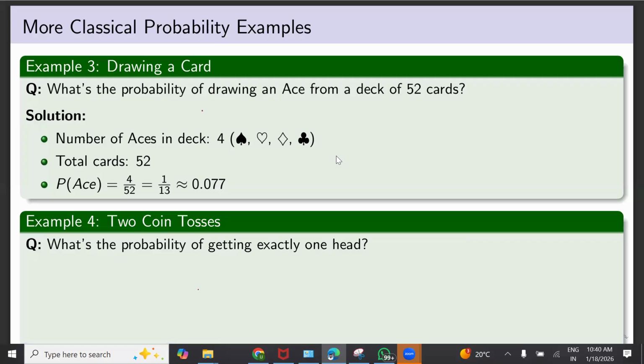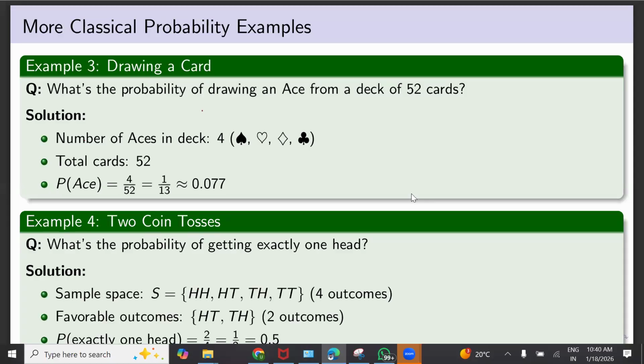So example number 4, 2 coin tosses. What is the probability of getting exactly one head? Now let's try to understand. The sample space S is HH, HT, TH, TT. 4 outcomes will be there. And favorable outcomes are head-tail, tail-head. 2 outcomes, because we are saying exactly one head. So the probability of getting exactly one head is 2 by 4, that is 1 by 2, that is 0.5. Correct?